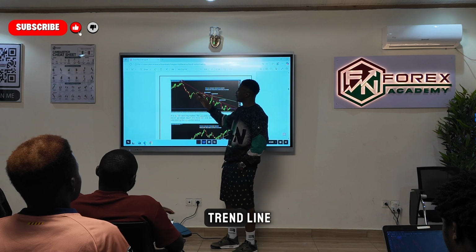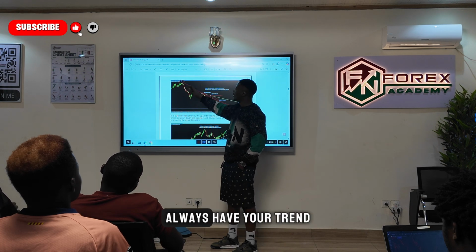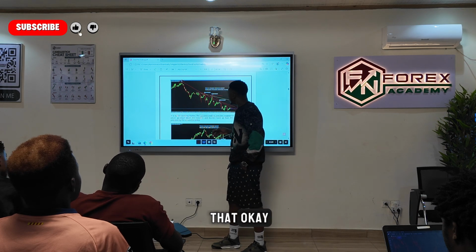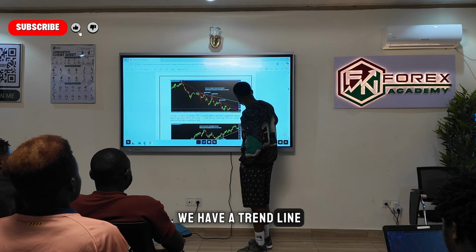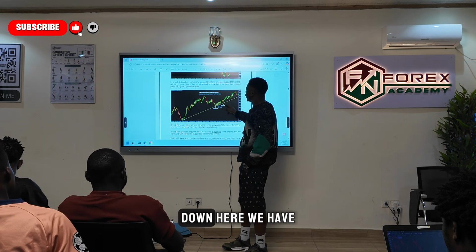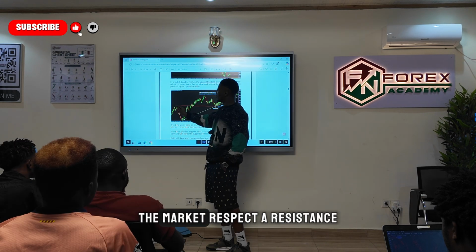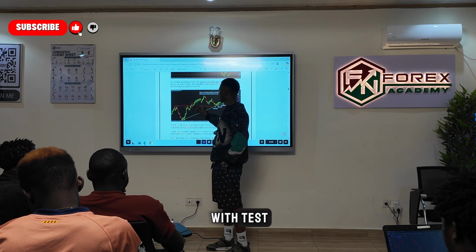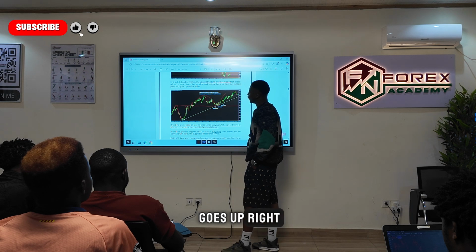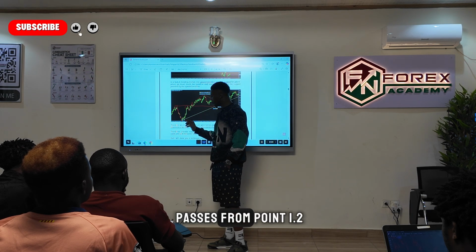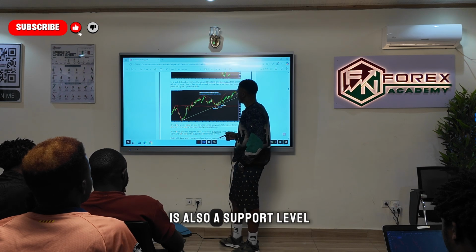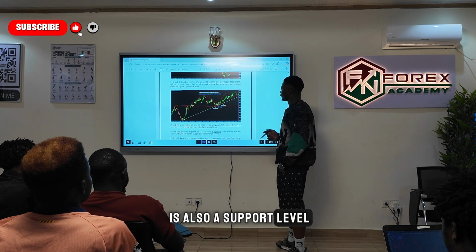There are times where you're using support and resistance, always have your trend line drawn, right? Once you have your trend line drawn, you're going to see that, okay, there's one point where we have a trend line and we also have a support or a resistance. Down here, we have support levels. The market will expect a resistance, it breaks, comes back with a test, goes up, support level, and it goes up, right? So you see that our trend line also passes from point 1, point 2, then it meets on point 3, and that point 3 is also a support level, you get?